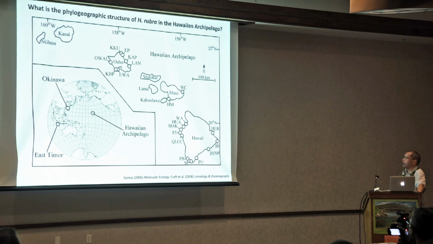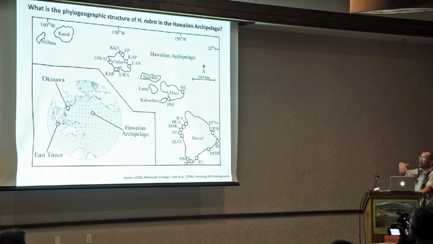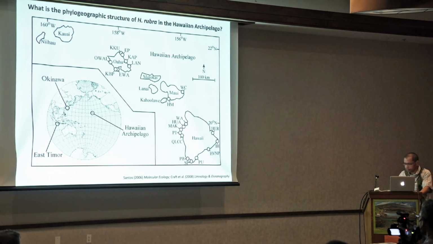Now on top of that, not only did we do sampling in Hawaii, but we also sampled places like East Timor and Okinawa, where we were able to get closely related species, but distinct enough that they belong to different genera or different species and units, so that we could get a feel for what was going on in Hawaii relative to these other places.